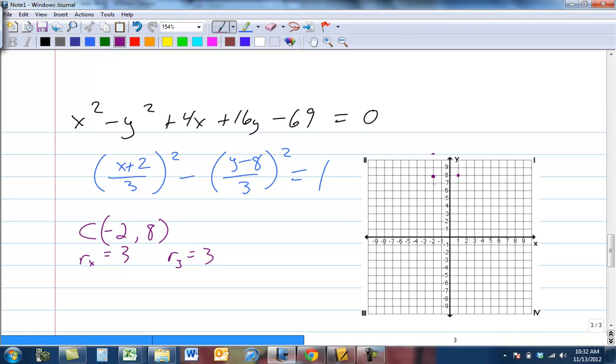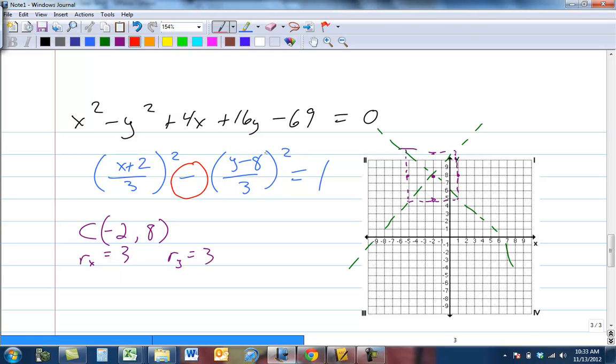That kind of reminds you of a circle, right? But this is not a circle. Remember, these are midpoints. Draw your asymptotes. Now, this is not a circle because we have a negative term in front of the y, or it's minus the y mess. And because it's minus the y mess, that makes this a hyperbola.